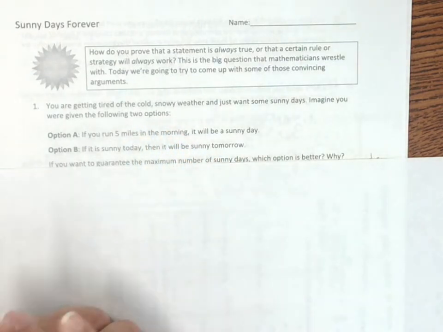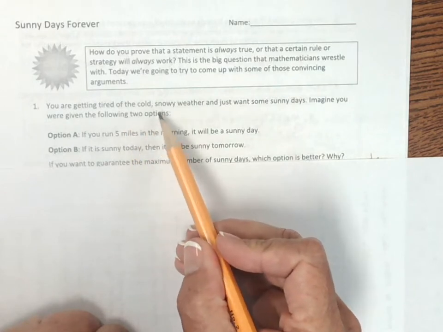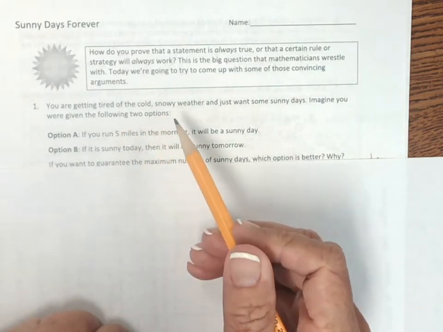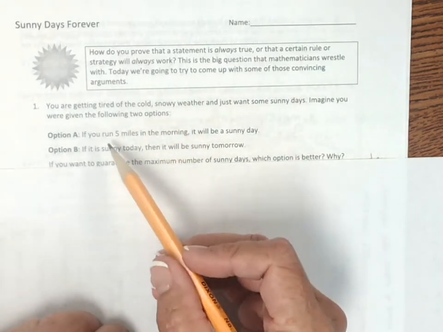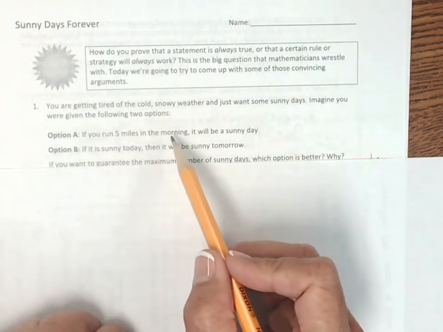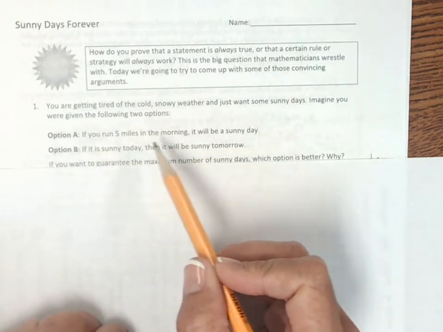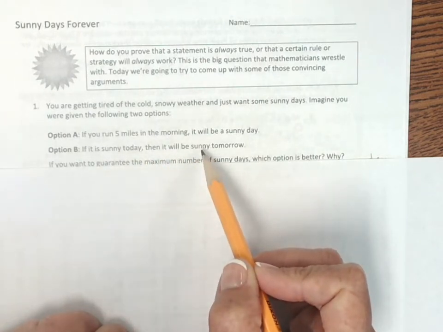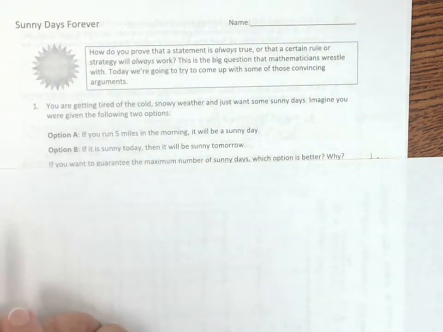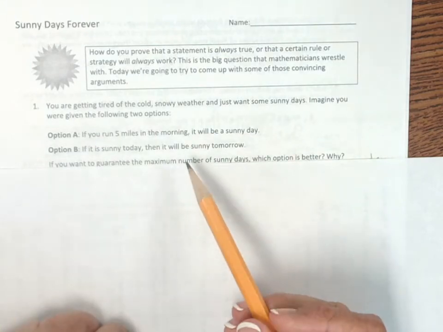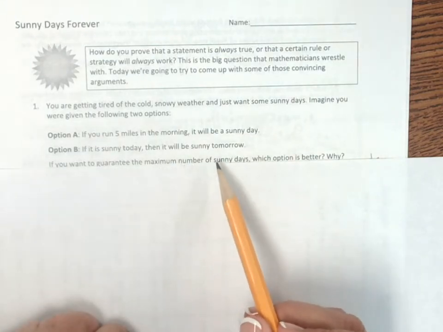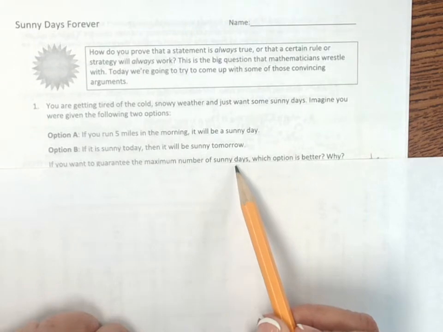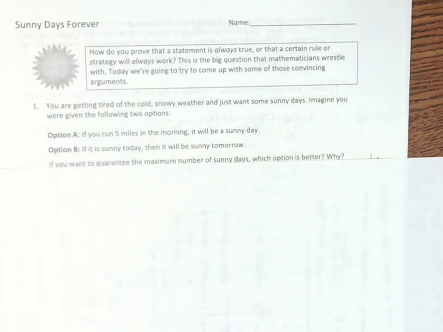So let's pretend it's still winter time, maybe back in February when we had that huge snowstorm, and we want some sunny days. Imagine we're given two options. A, you could run 5 miles in the morning and that will give you a sunny day. Or B, if it is sunny today, then it will be sunny tomorrow. Take a moment and think about which one is better if we want to guarantee the maximum number of sunny days. Which one would you choose? Think about why you would choose the option.